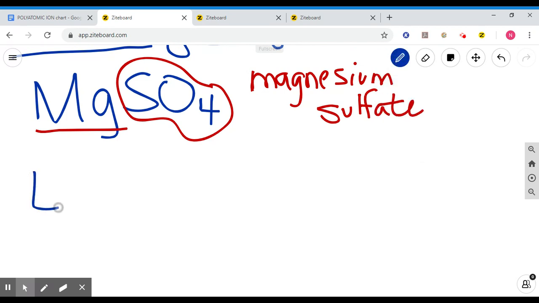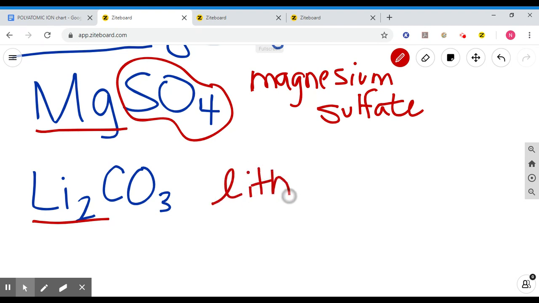Let's do Li2CO3. Okay, so this one is slightly different because there is a number after the first one, but it doesn't change how you do the problem. So we name the first, so I physically underline the first thing. And the 2 just comes from a crisscross. So we don't need to do anything with the 2. So Li is lithium. And then circle and name what is left over.